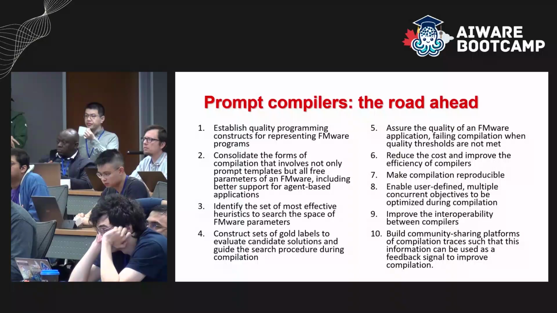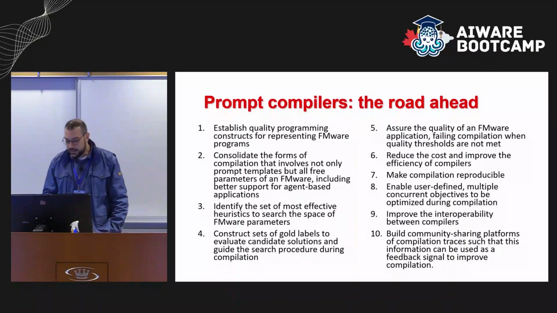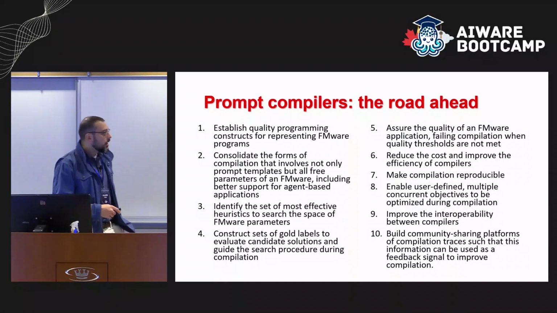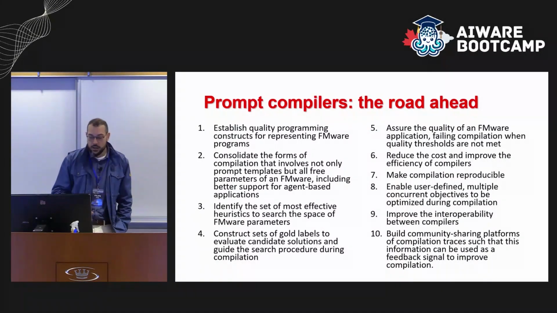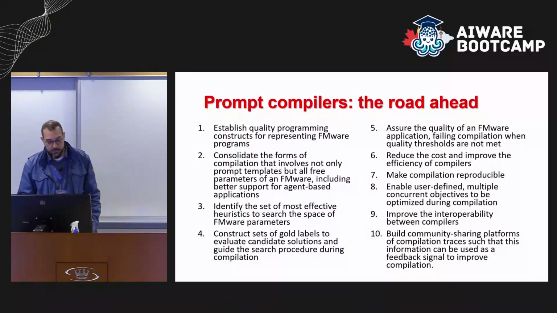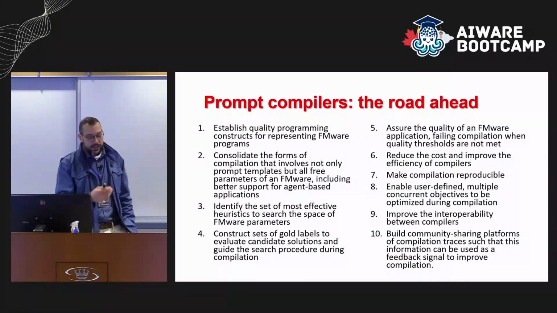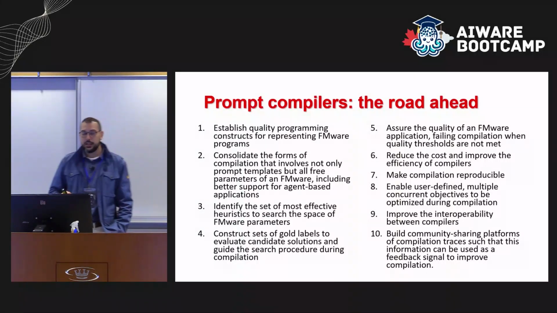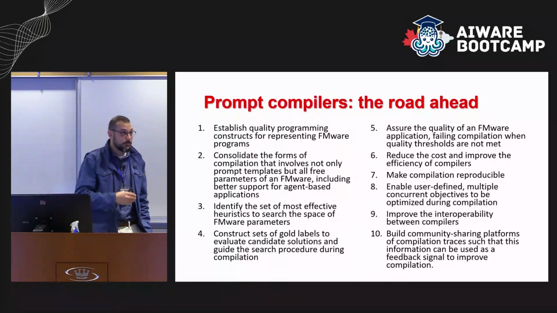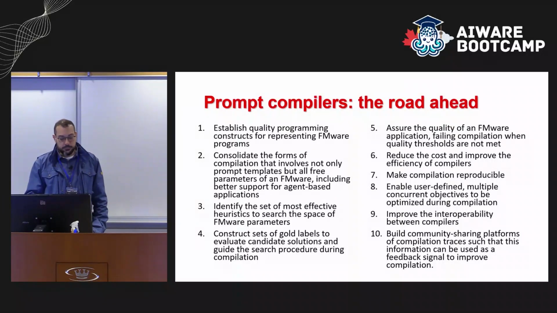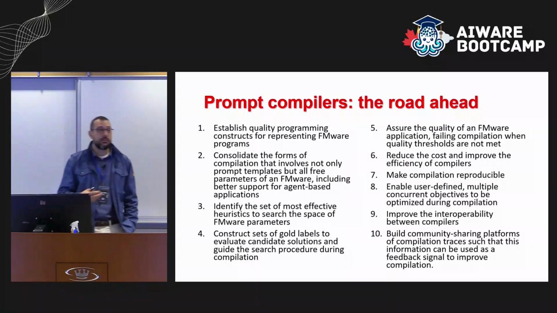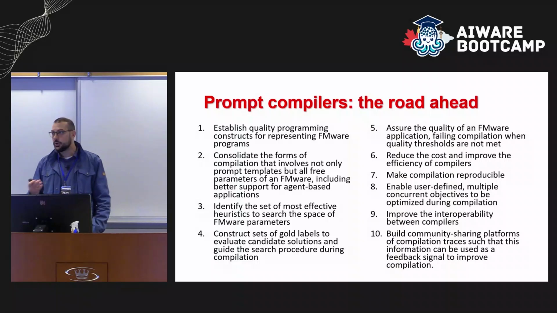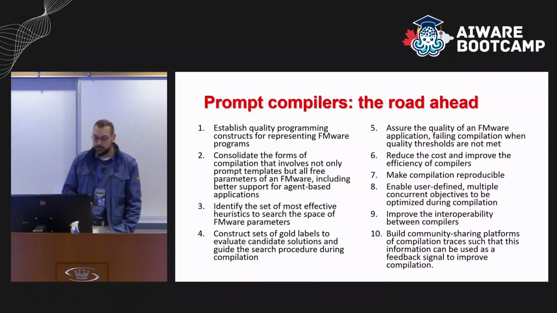So these compilers still have a lot of challenges. I list 10 of these challenges here. First, establishing quality programming constructs for representing these programs. Consolidating the forms of compilation, because most of the compilers right now only try to optimize the prompts, but we have so many parameters in the programs by themselves to be optimized. We also need to identify the set of most effective heuristics, so we need a lot of empirical work here to determine what these heuristics are and which ones we should invest more in.